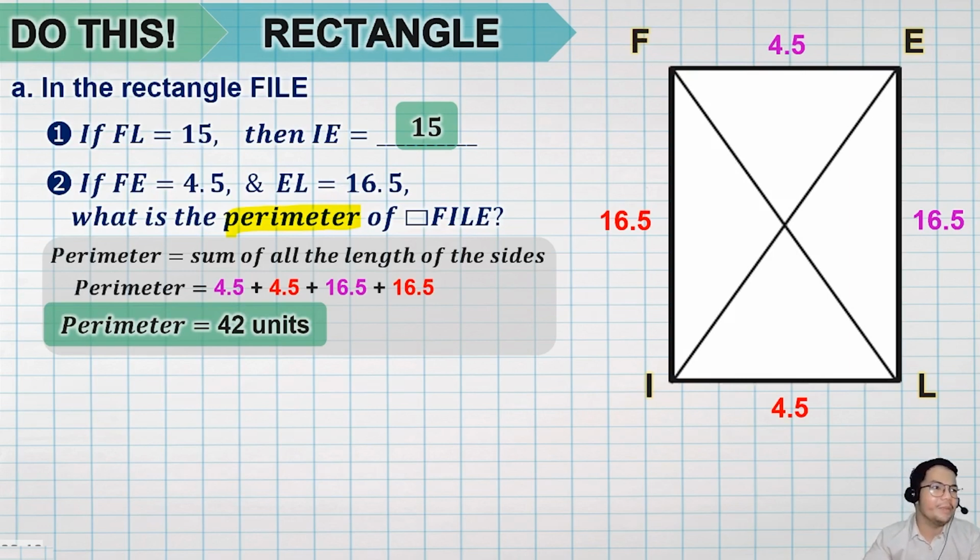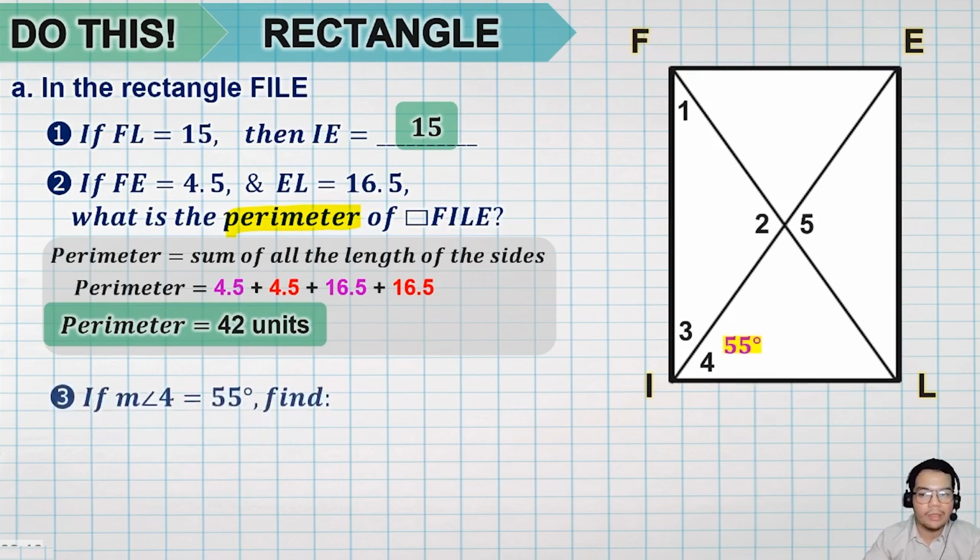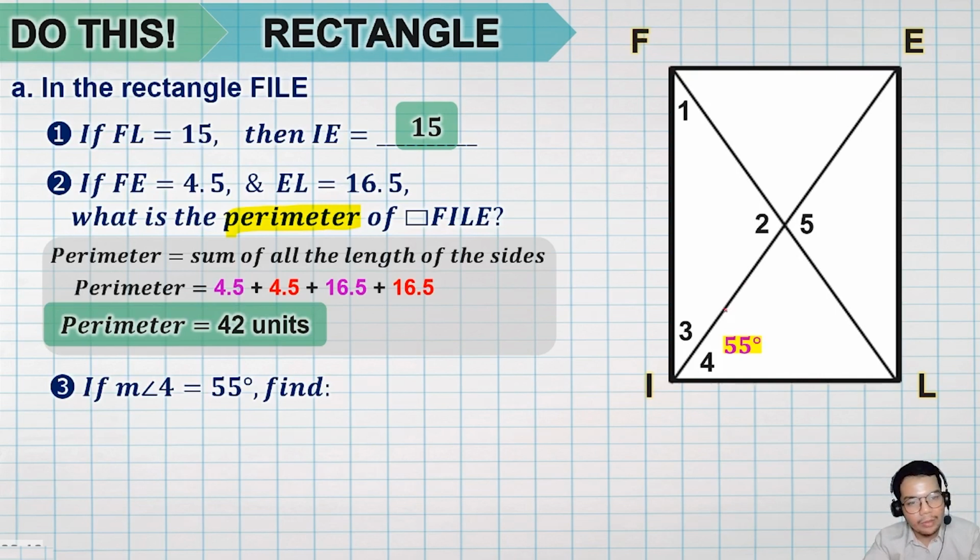Ayan. So, basta perimeter, mapa-rectangle, mapa-square, mapa-triangle, basta sided polygon yan, kahit ilang sides, i-add lang natin lahat ng measurements ng sides niya. That is what we mean by the word perimeter. Next, let's proceed with the angles naman inside a given rectangle or this given rectangle. Assuming that the measurement of this angle is gonna be 55 degrees, let's identify the following angle.